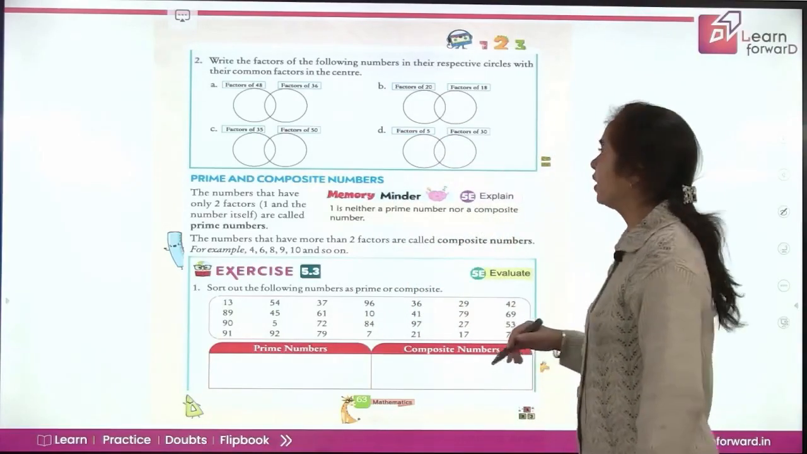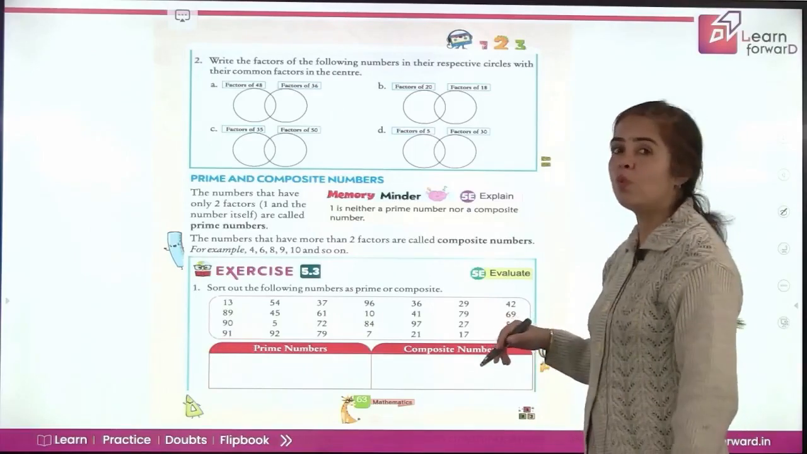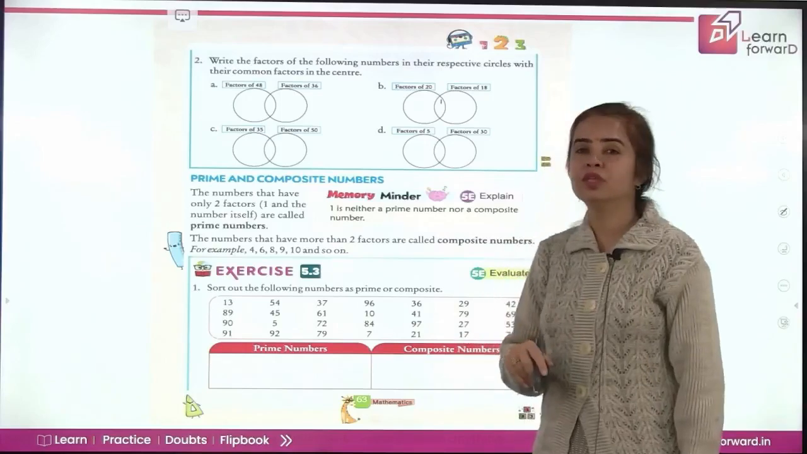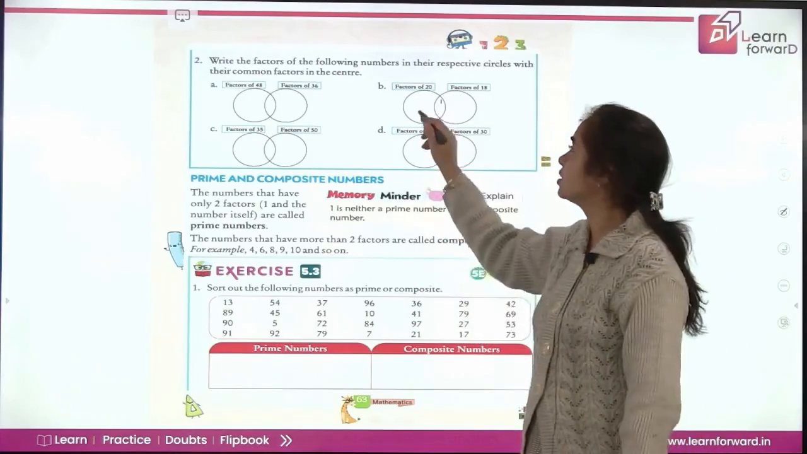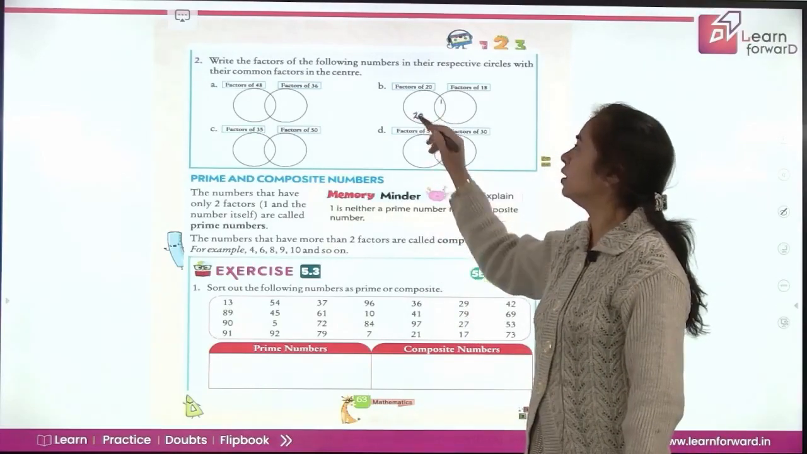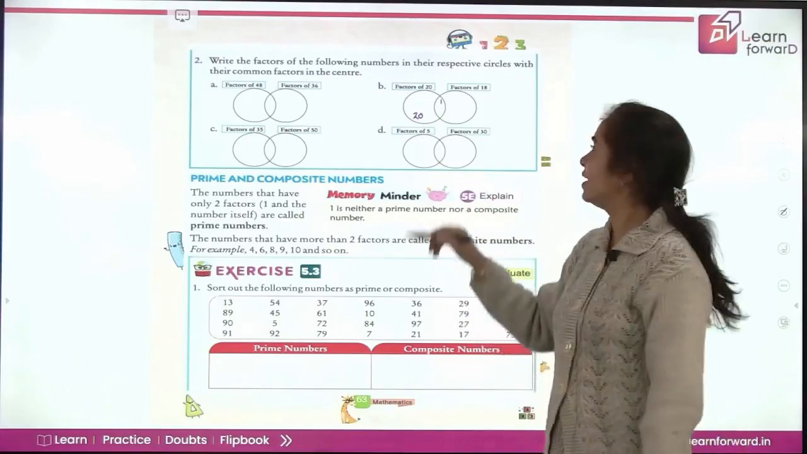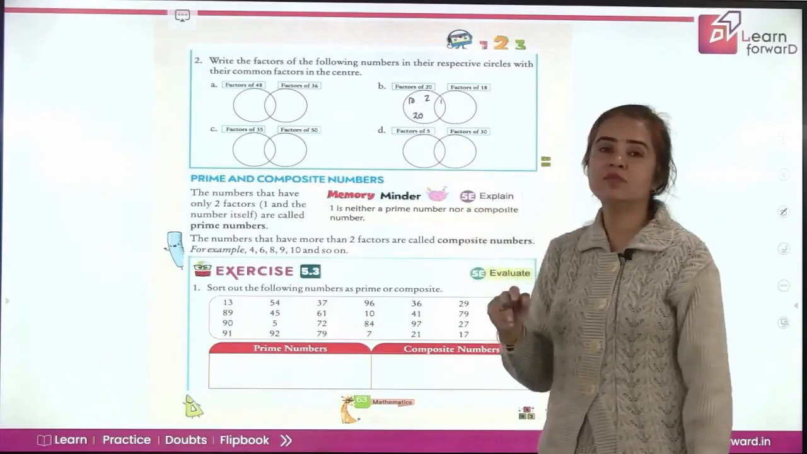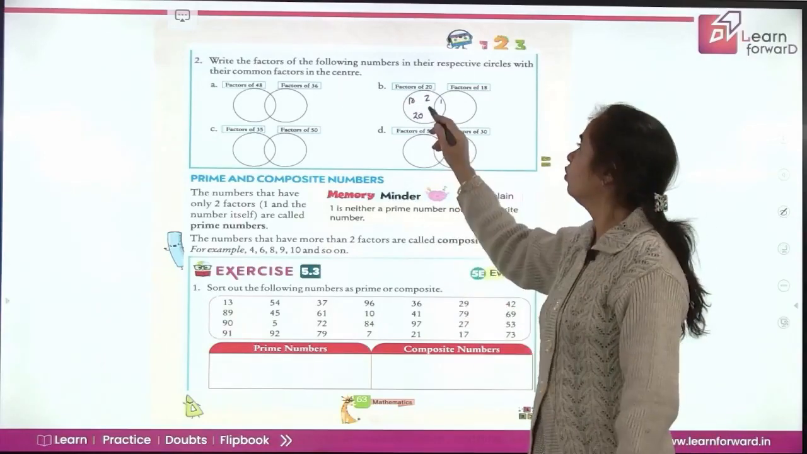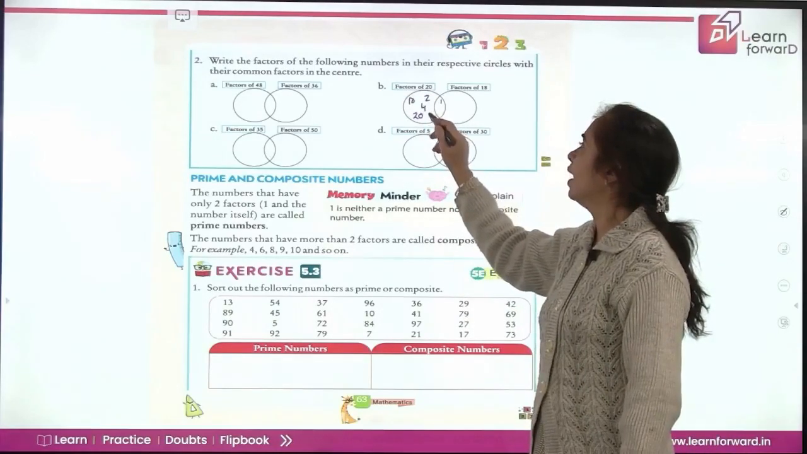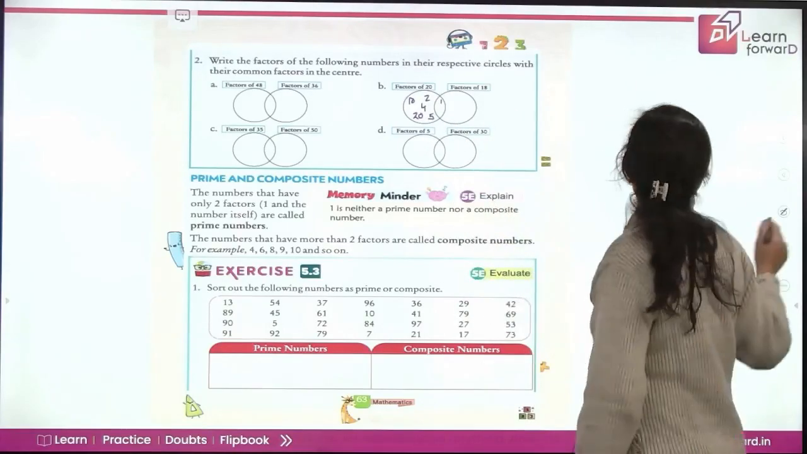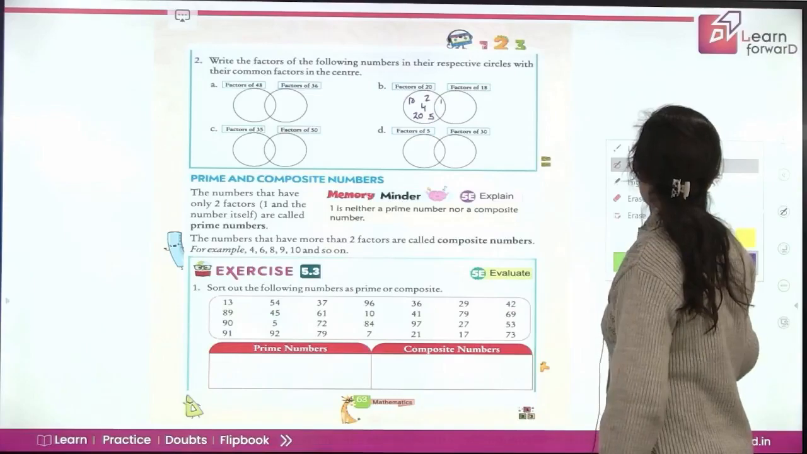Let's write the factors of 20. 1. Okay. So 1 will definitely be common to both the numbers. 1 is a factor of all the numbers. With 1 you get 20. Now 2. Yes. With 2 you get 10. Is it divisible by 3? No. What about 4? Yes. 4 and 5. Now let's write the factors of 18 in a different color.